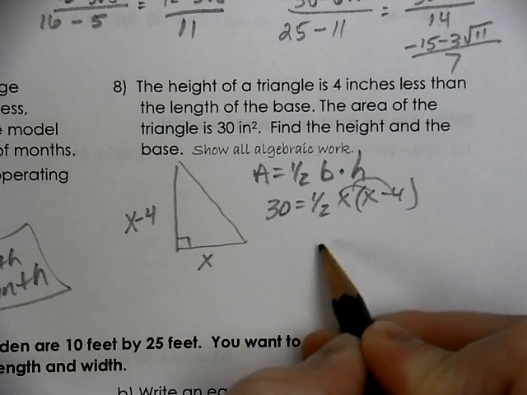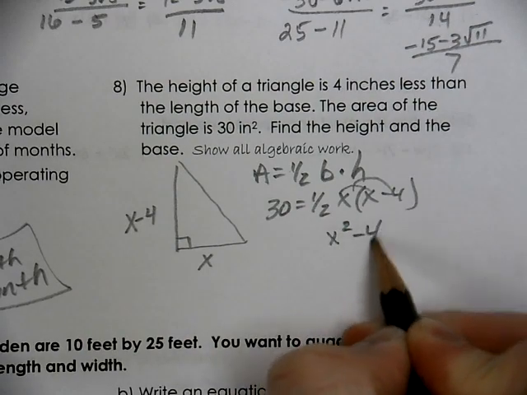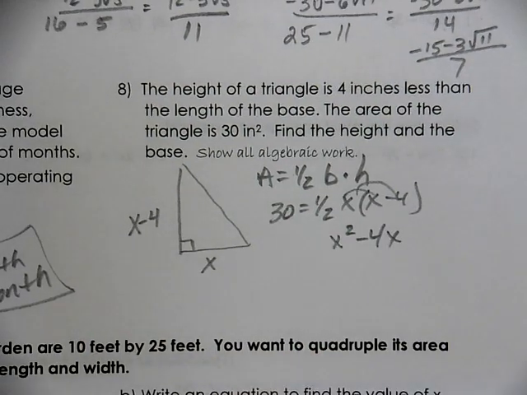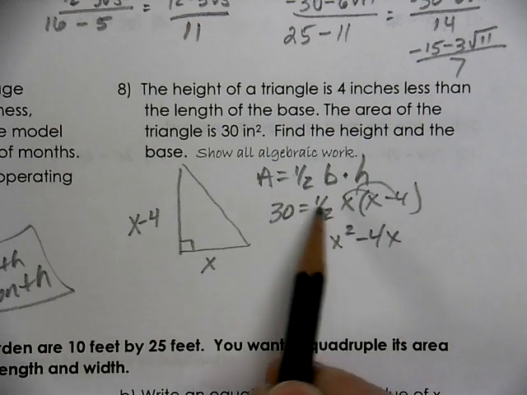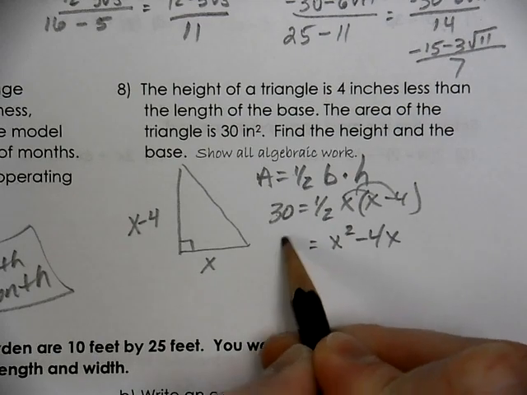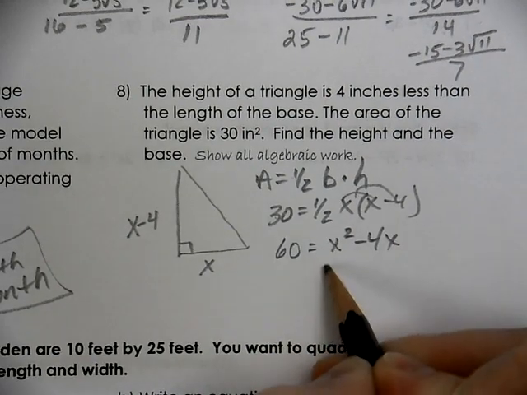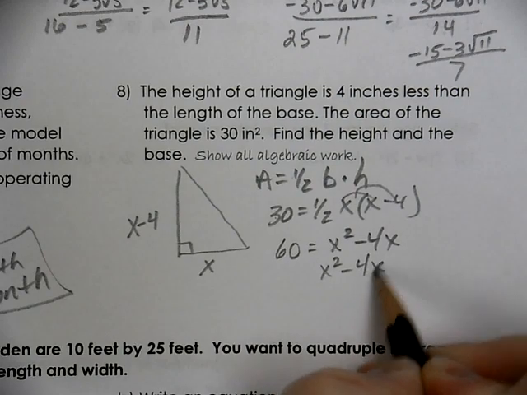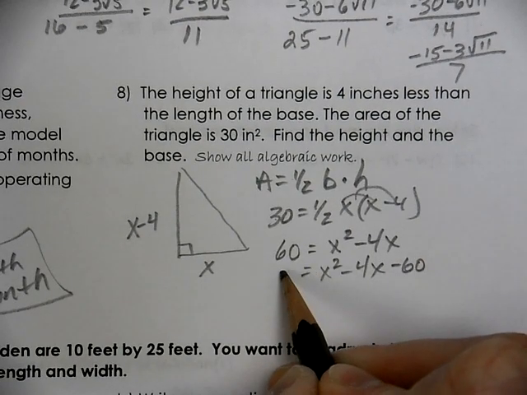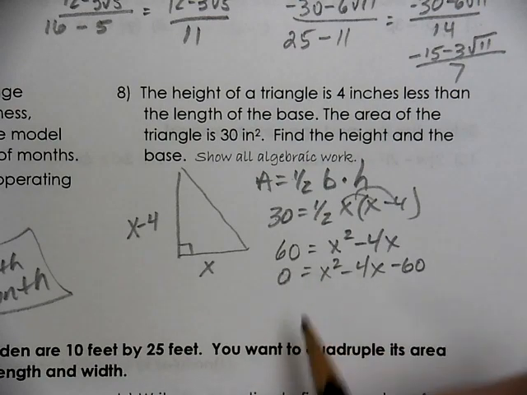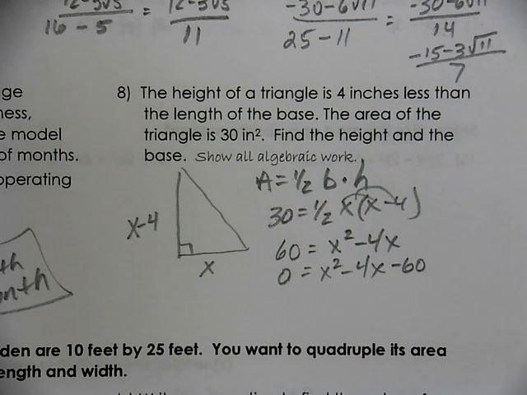So we can distribute that through to get x squared minus 4x. And then we could either take halves or I can multiply by 2. So I'll choose to multiply by 2. Then I need to bring everything over to the same side of the equal sign. If it's factorable, you can use factoring. If you don't recognize what it is, you could use completing the square.